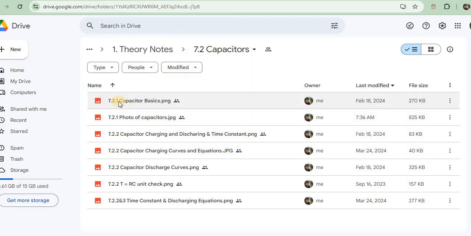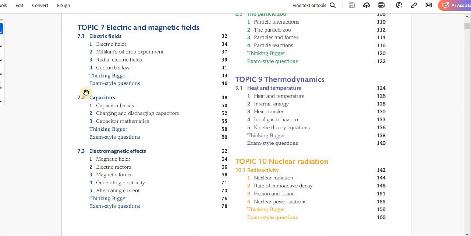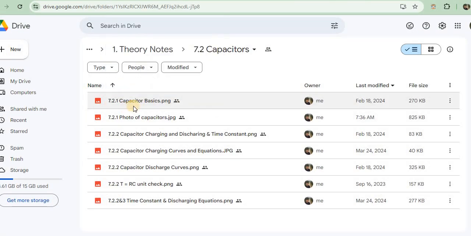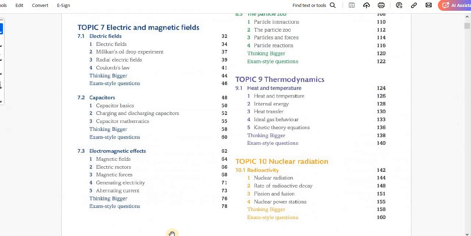I have also further classified the notes. As you can see over here, this is 7.2, and then we have three subtopics. So I have classified it as 7.2.1, 7.2.2, 7.2.3 in the notes. You can see it here, 7.2.1, 7.2.2 and 7.2.3. 7.2.1 is about the capacitor basics. 7.2.2 is about charging and discharging capacitors.